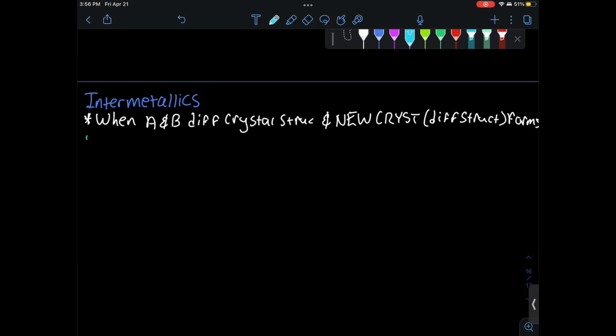This intermetallic crystal structure has a very low stability, meaning it will have a narrow Gibbs free energy term, or Gibbs free energy curve.